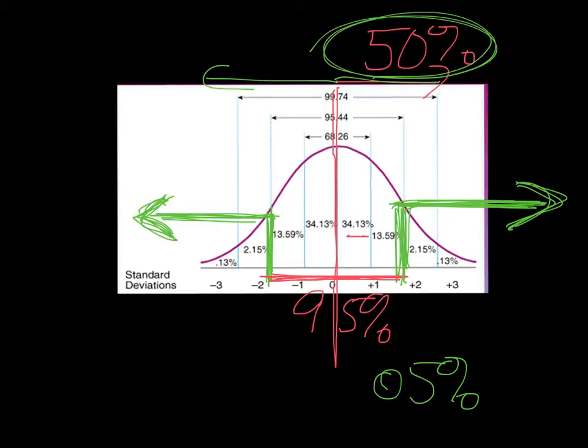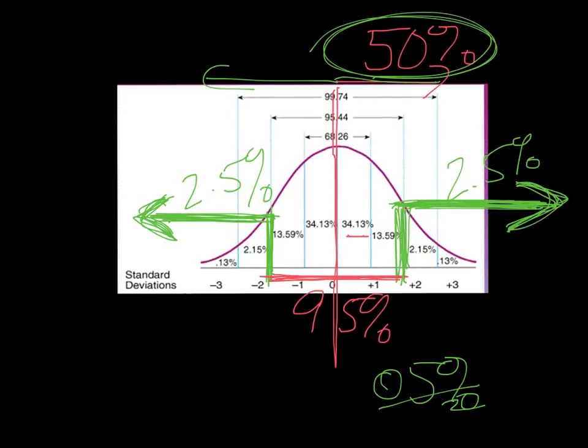So that tells me that if I just divide the 5% by 2, that's going to be how much is this way and how much is going to be this way. And in fact, that will be accurate. So there's 2.5% below 2 standard deviations below the mean, and there's 2.5% of the graph above 2 standard deviations above the mean.